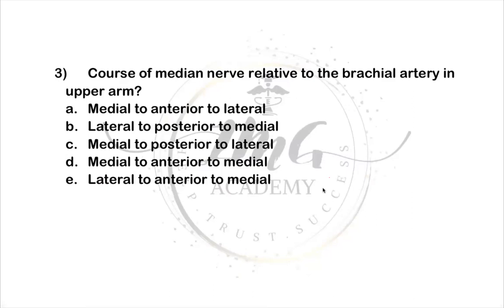One is the course of the median nerve related to the brachial artery, or they can switch the course. They can ask the course of the brachial artery in relation with the median nerve. So they can give you both of the questions, so we have to learn both of those things. So the keywords are: the course of what? Of the median nerve and the brachial artery, where? In the upper arm. So let's have a visualization then.